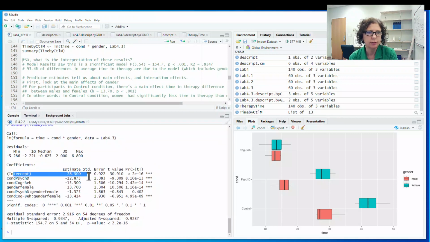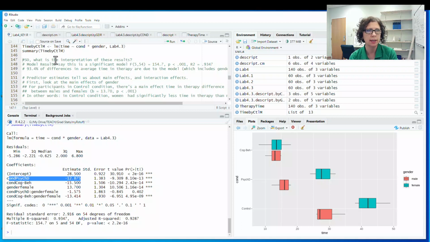So our intercept, just like treatment coding, is about the referent. The referent is in control condition as far as therapeutic approach and male. So for males in the control condition, the average weekly time was 28.5 weeks. Everything else is based on that referent being there. So if we had a male who was in the psychodynamic condition, then it would be 12.875 weeks less than the 28.5.